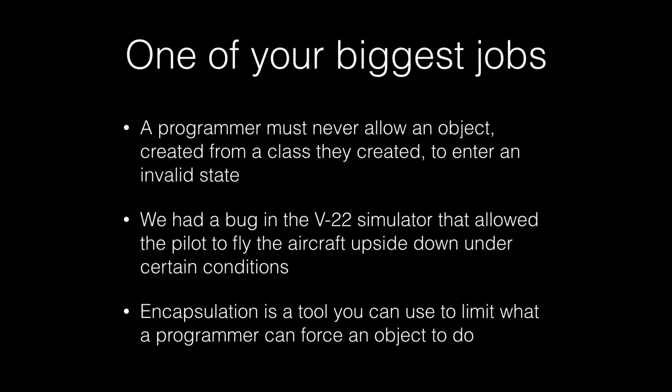All right, so this is something we've been talking about between the lines, and I'll just make it really explicit now. One of your biggest jobs as a programmer is to never allow any object created from a class to enter an invalid state. And I referred to this just a minute ago. If you're creating a speedometer class, you don't want it to register something like a negative speed or faster than the speed of light or something like that.